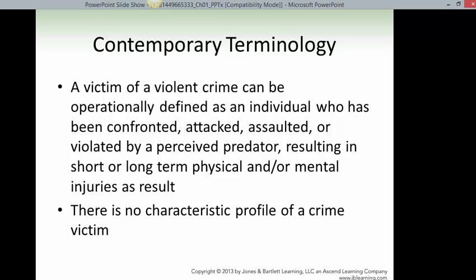Contemporary terminology. A victim of a violent crime can be operationally defined as an individual who has been confronted, attacked, assaulted, or violated by a perceived predator, resulting in short or long-term physical and/or mental injuries as a result. There is no characteristic profile of a crime victim.